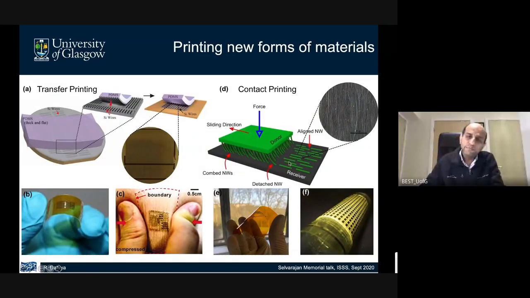You define on the receiver substrate sticky and non-sticky areas. And then you bring them together at a particular force. If you apply a particular force and then you slide it, what you get is wires which are aligned in the direction of sliding. As you can see here, these are results from some of our wires that we have transferred. And in the process, you get an ultra thin electronic layer.